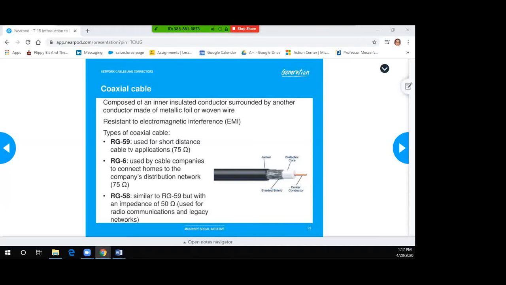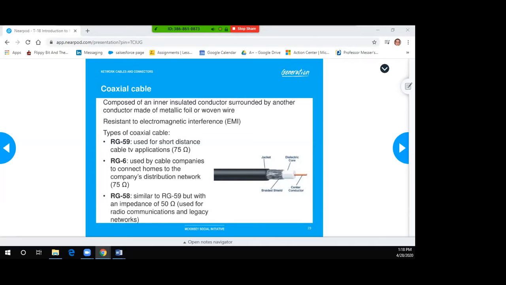Look at the coaxial cable, composed of an inner insulated conductor surrounded by another conductor made of a metallic foil or woven wire. Resistant to electromagnetic interference. Types of coaxial cable. RG59 is used for short distance cable TV applications, usually 75 ohms. And RG6 is used by cable companies to connect homes to the company's distribution network.